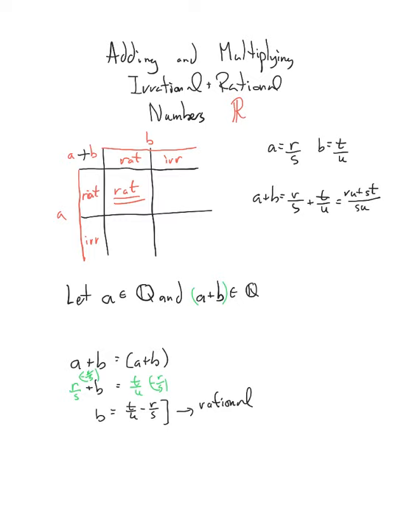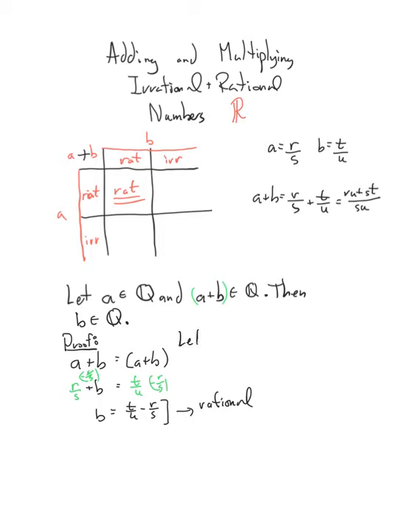So what is this saying? What did we just say here? We said, if A is a rational number and A plus B is a rational number, then B must also be a rational number. So that's what we just showed here. This is the proof of that. I'm being a little sloppy here, but we can clean this up.